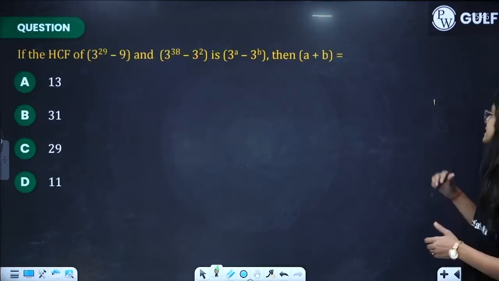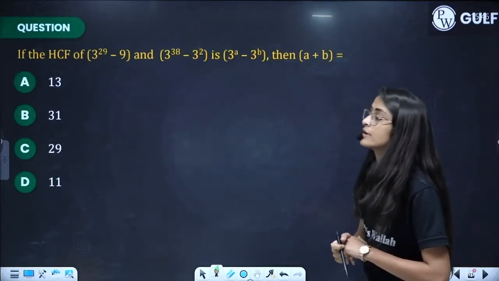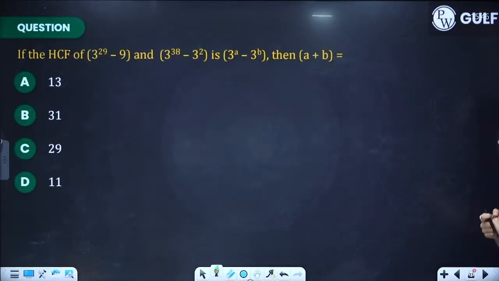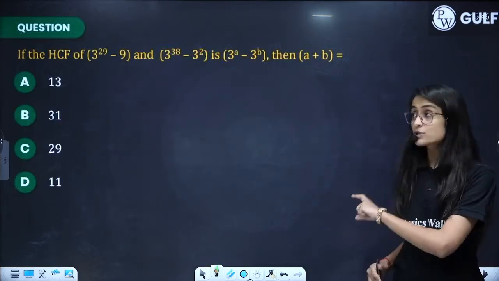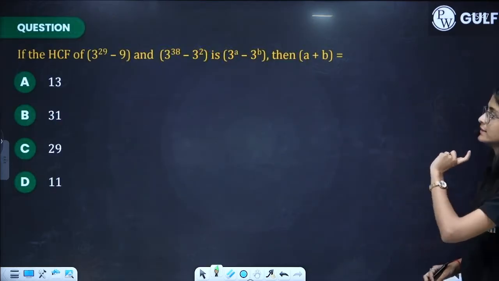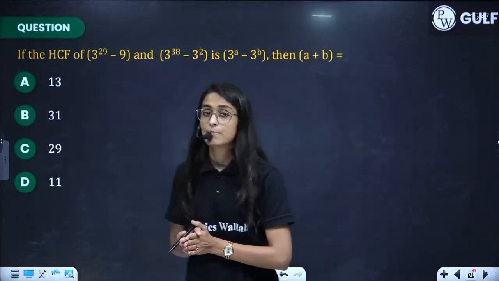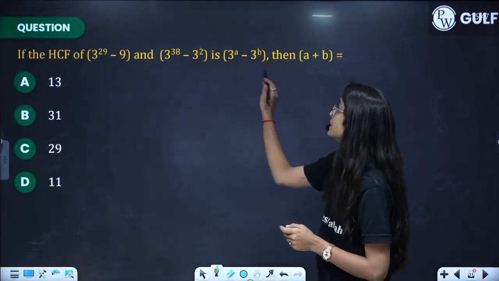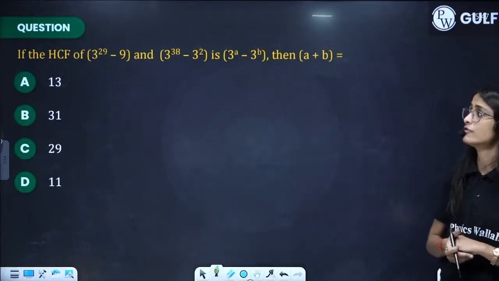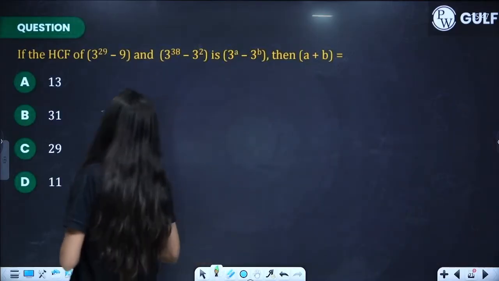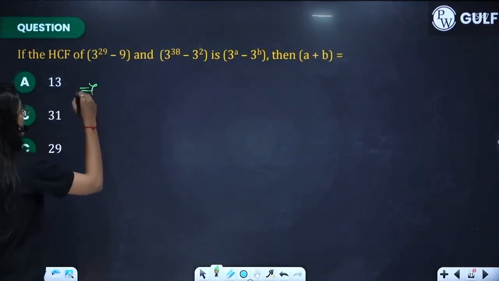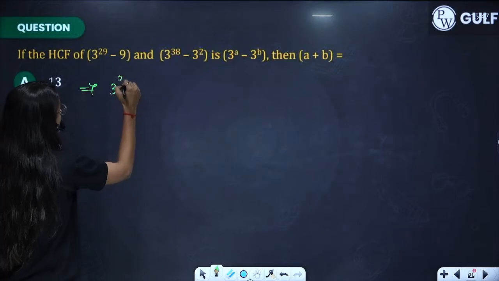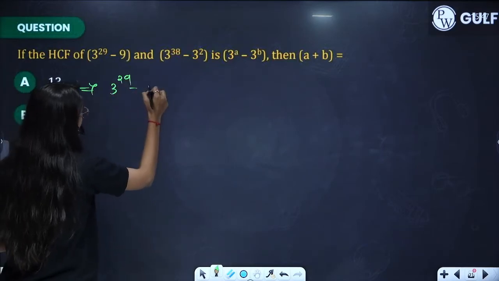Next question says that the HCF of 3 raised to 29 minus 9 and 3 raised to 38 minus 3 square is in the form of 3 raised to a minus 3 raised to b. Then you have to find the summation of a plus b. That means the addition of the powers in the HCF. So let us try to factorize this. 3 raised to 29 minus 9.